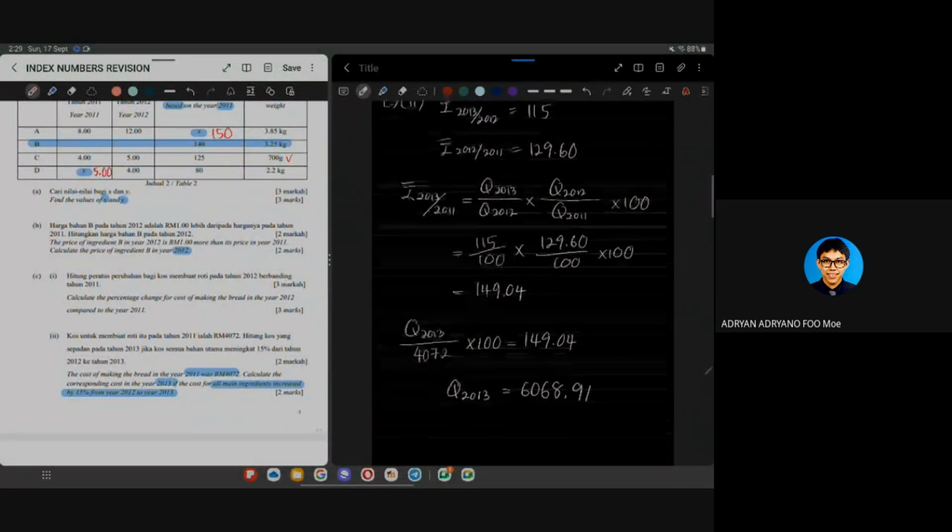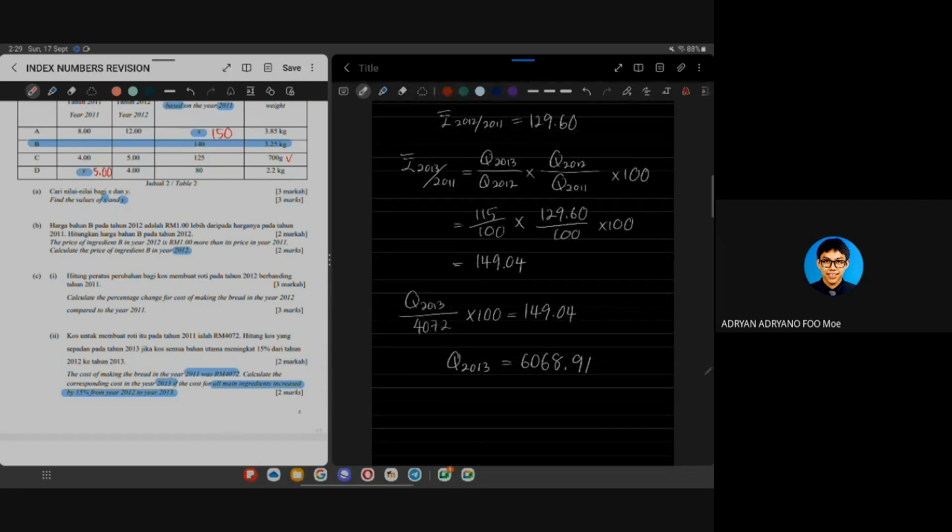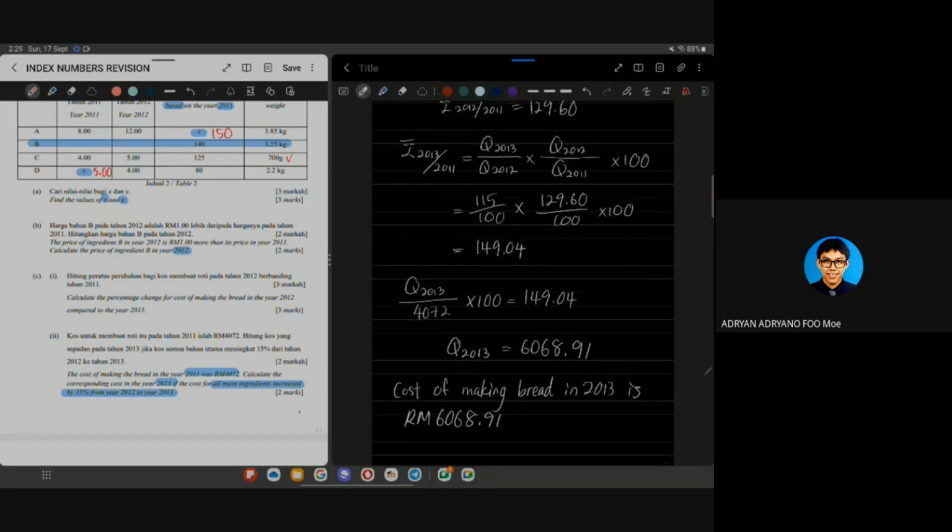6068.91. Okay, what is this 6068.91? This is the price of making bread. Not price lah, cost. Here will be the cost of making bread in 2013 is RM 6068.91. Okay, like me, when I answer questions, I would usually write my final answer in a sentence like this.